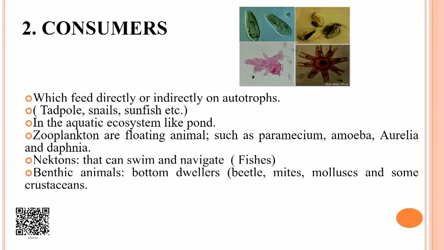Consumers, we all know they feed directly or indirectly on autotrophs. In an aquatic ecosystem like a pond, there are consumers like zooplankton, nektons and benthic animals. Zooplanktons are floating animals. Examples are Paramecium, amoeba, Aurelia and Daphnia. Nektons can swim and navigate. Example of nektons is fishes. Benthic animals are like beetles, mites, mollusks and some crustaceans.